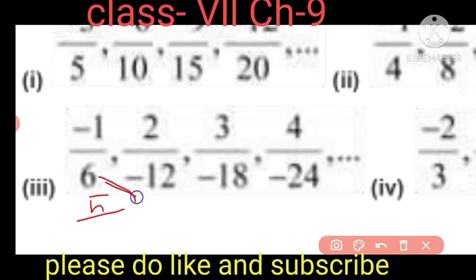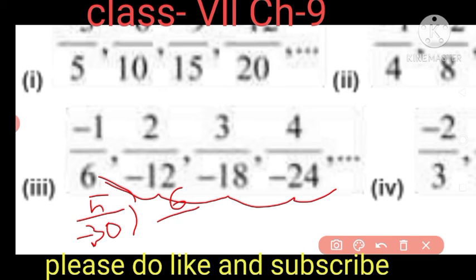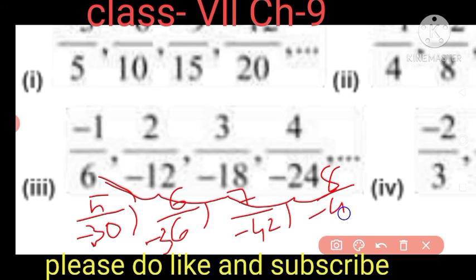6 1 is 6, 6 2 is 12, 6 3 is 18, 6 4 is 24, then 6 5 is how much? 30. But minus will be there, isn't it? Now in the next series, 6 6 is 36, and minus will be there. Then next will be 7 and minus how much? 42. And next will be 8 and minus 48, isn't it? 6 8 is 48. So in this way you will find a series.